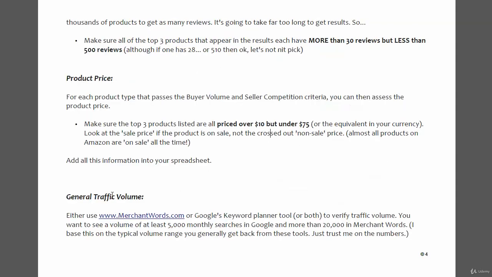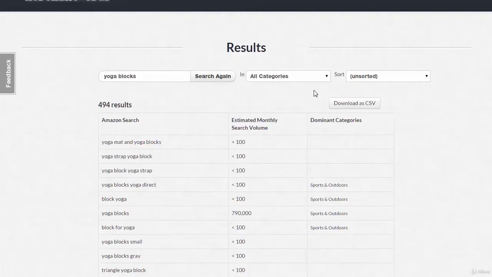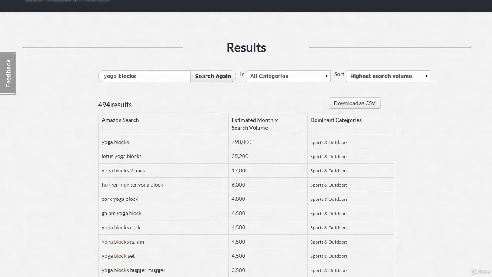Then we need to look at general traffic volume, and we can do this either on Merchant Words or on Google's Keyword Planner, or both. And I've written down some criteria here. So on Merchant Words, we go to the search page and we type in, again, yoga blocks. And once we have the results, we need to sort by highest volume first, and then we can see the estimated search volume for each of these types of yoga blocks.